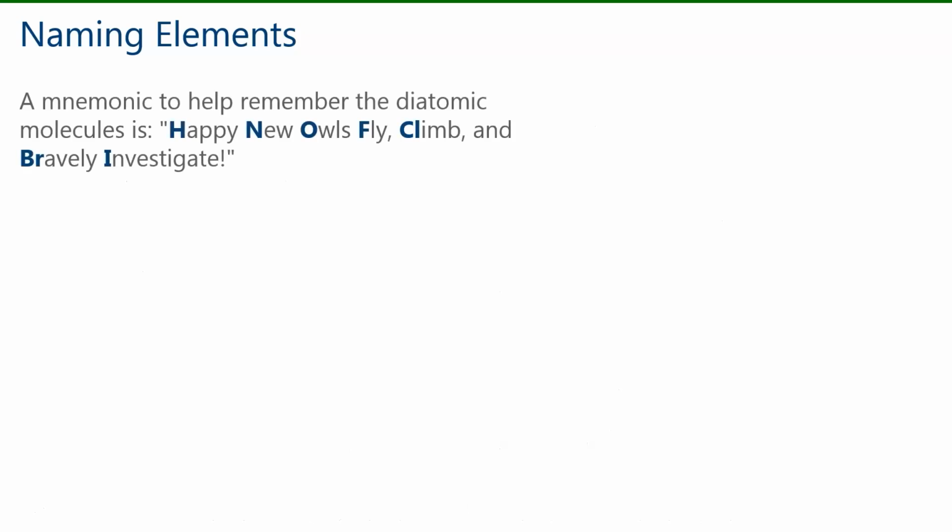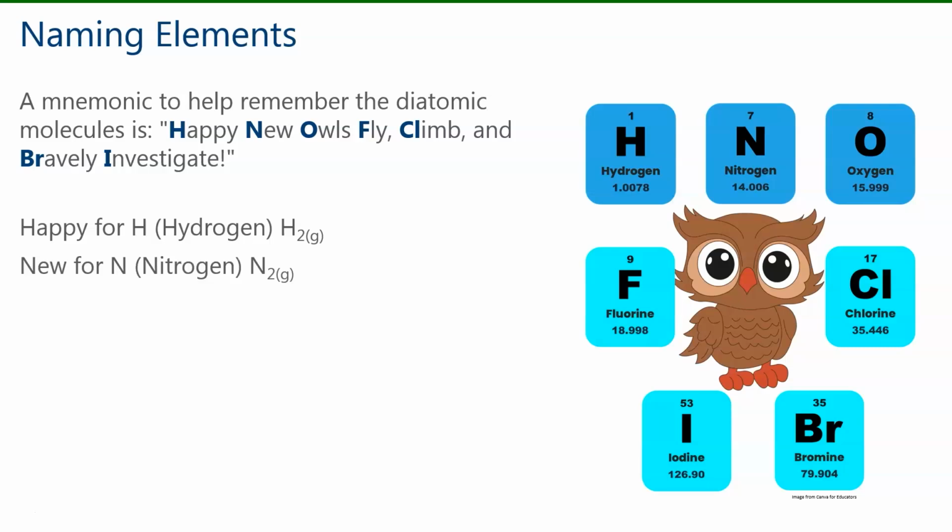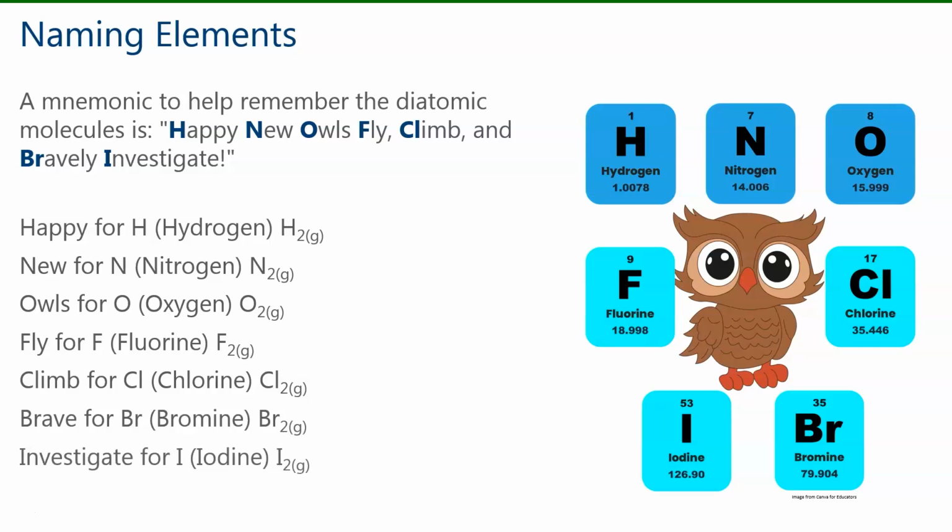A mnemonic to help remember the diatomic molecules is: Happy new owls, fly, climb, and bravely investigate. Happy helps us remember H for hydrogen. New helps us remember N for nitrogen. Owls help us remember O for oxygen. Fly helps us remember F for fluorine. Climb helps us remember Cl for chlorine. Brave helps us remember Br for bromine. And investigate helps us remember I for iodine. You may want to create your own mnemonic to help you remember the diatomic molecules.